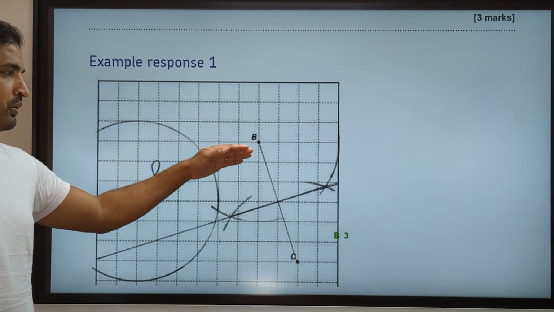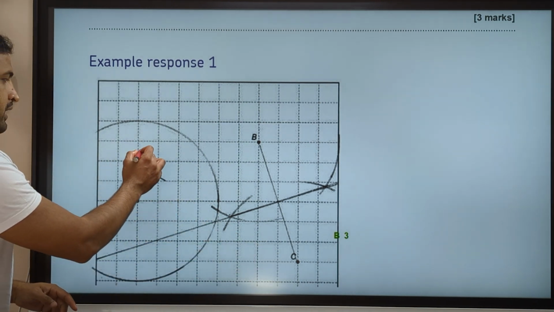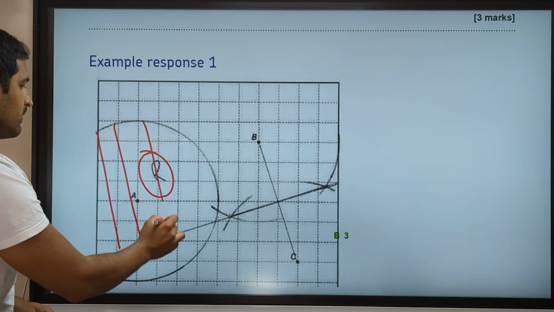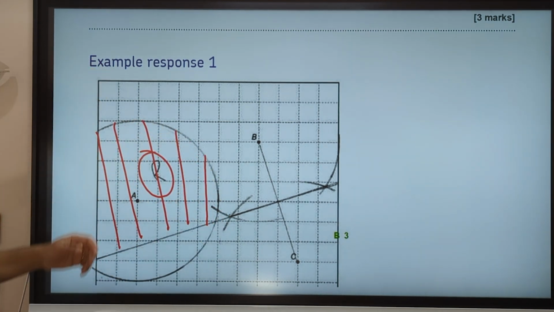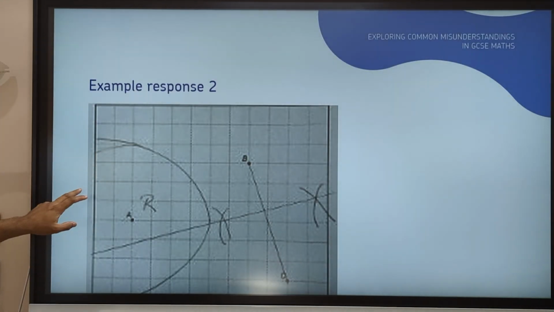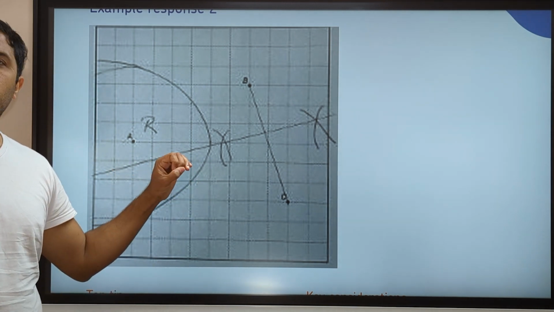So any points above those lines are closer to B than C. So we need to look at the region R here, which is this area up to the line and within the circle. That's the region that satisfies both of those conditions, and you get full 3 marks. Whereas this person here did exactly the same thing but didn't use ruler and compass, you get 0 marks here.